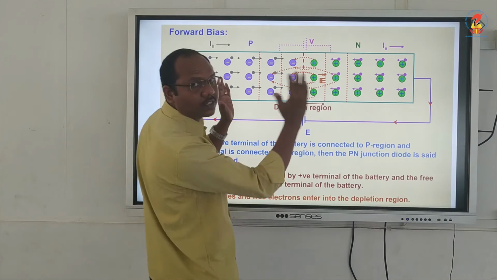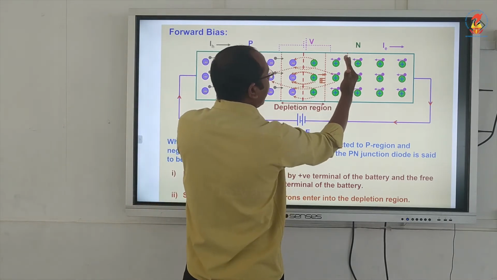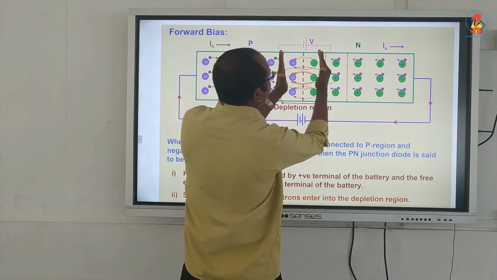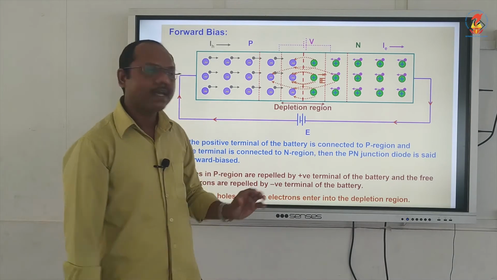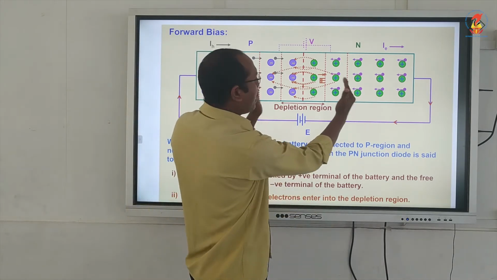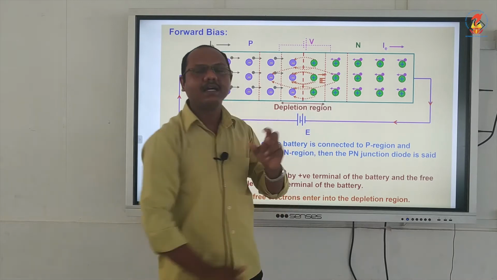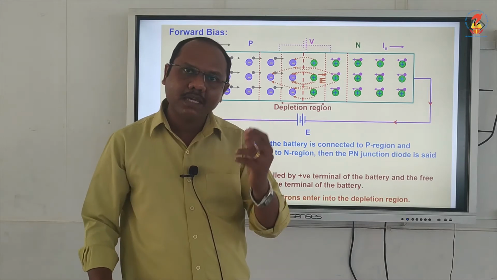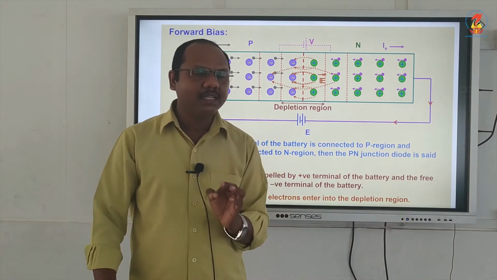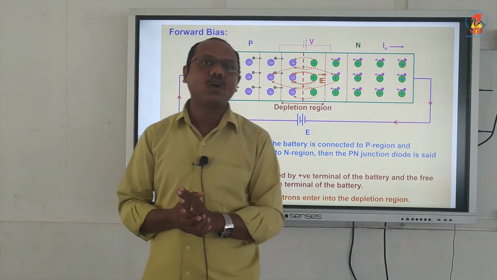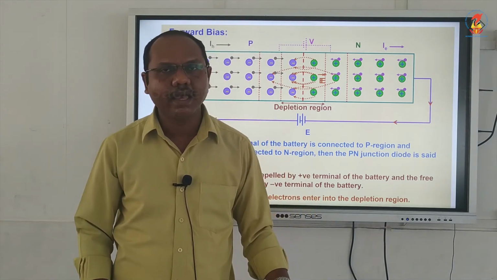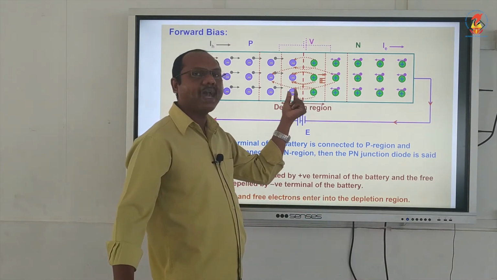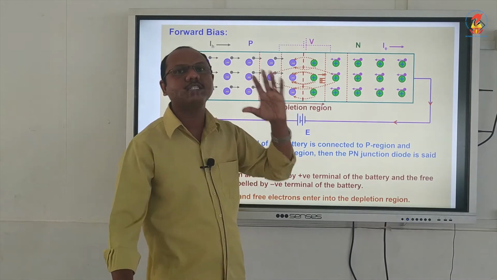Initially, the depletion region had this much width, and as I increase the voltage, the width of the depletion region decreases. As the applied voltage keeps on increasing, the depletion region width will keep on decreasing, and at a certain point called the threshold voltage, the depletion region will become very thin and will vanish.